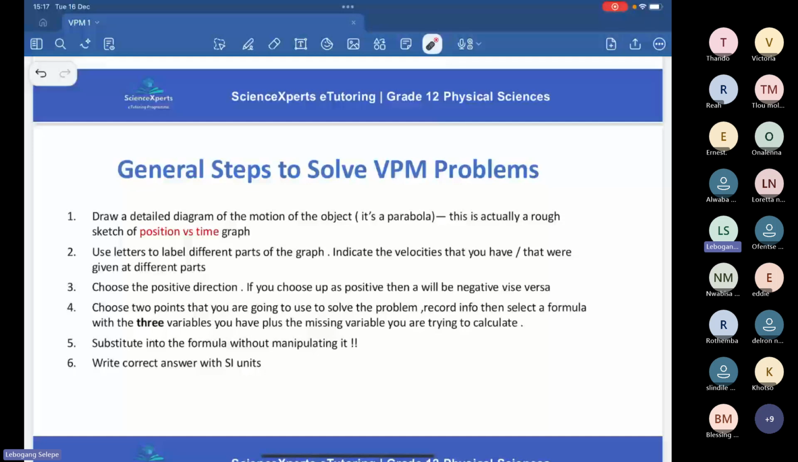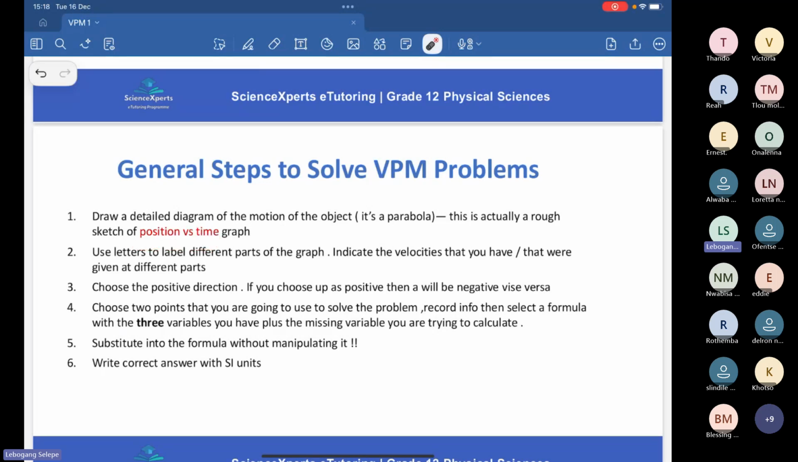So basically what you're gonna do is draw a parabola showing the motion of an object. So just draw a rough sketch as to how the object was moving, right? It's always gonna be a parabola either way, right? So this type of graph, we call it a position versus time graph, but you wouldn't be drawing a perfect one because if the question didn't ask you to draw it, you don't want to draw a perfect one. You're just gonna draw a rough sketch so that you can be able to solve the problem. Draw a rough sketch of a position versus time graph, right?